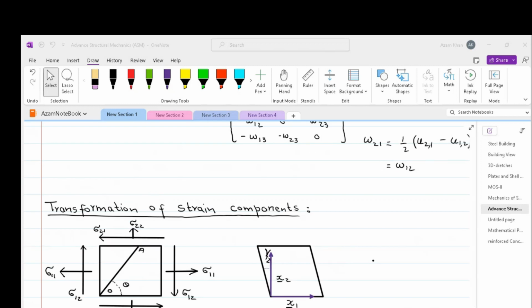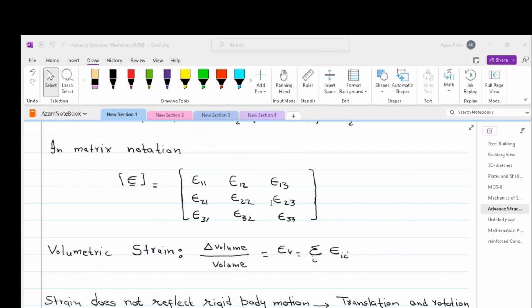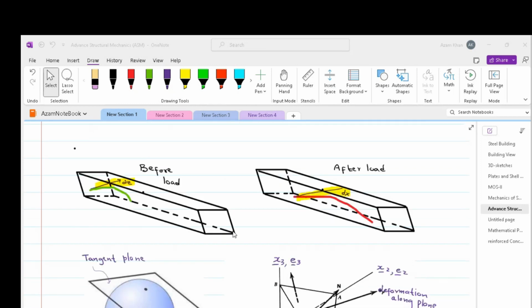Now we will apply the same concept in 3D. In 3D, the strain is typically represented using a strain tensor. This strain takes the form of a 3 by 3 matrix. The transformation of strain components between the coordinate systems is governed by a linear transformation, and we will now discuss how the transformation of strain components works.